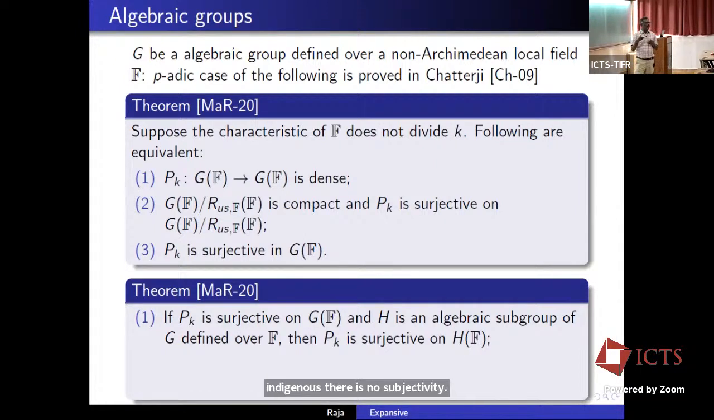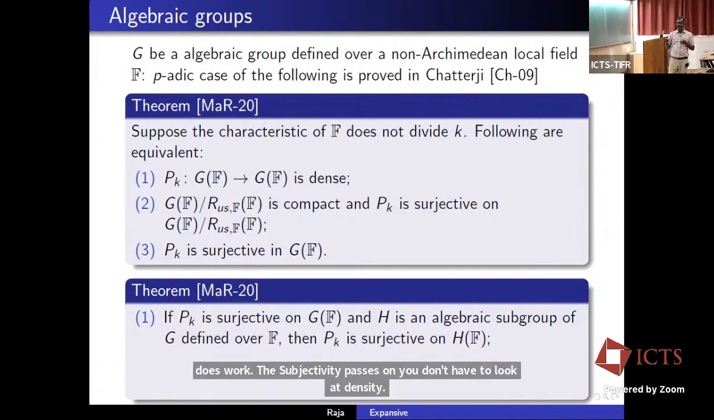Similar thing you can do in Q_p also, Z_p and Q_p. On Q_p there are surjective maps, but on Z_p you cannot expect surjectivity to hold. Not for every case. For some cases it will work, but for some other cases it will not. So we know that it's not going to work for every subgroup, but if we look at algebraic subgroups, it does work. The surjectivity passes on. You don't have to look at density because they are the same in the algebraic group case.